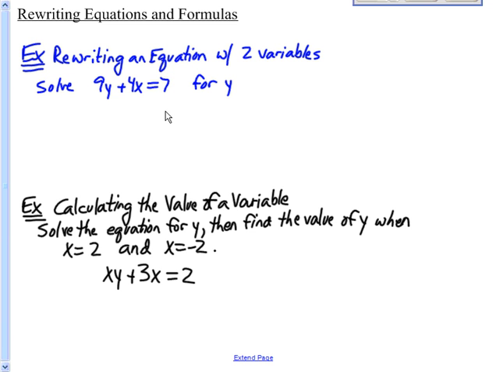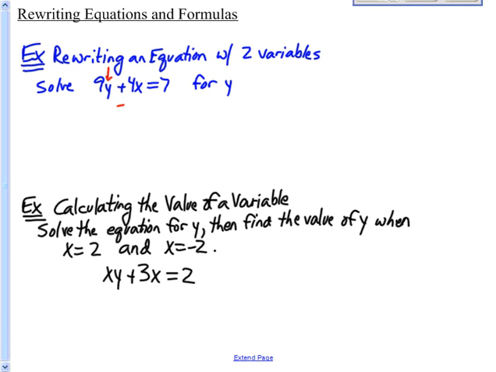So let's look at this first example here. Rewriting an equation if you have two variables. Okay, we notice we have x and y here, and we're going to solve 9y plus 4x equals 7 for y, right? So we want to solve this puppy for that variable right there. Well, as you can imagine, we're going to get rid of that 4x. We're going to take it to the other side.